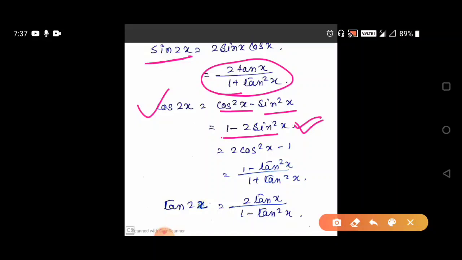Cos 2x is equal to 2 cos square x minus 1. So whenever we need cos 2x in terms of cos, we will use this. And cos 2x is equal to 1 minus tan square x by 1 plus tan square x. So whenever we need these in terms of tan, we will use this formula. Tan 2x is equal to 2 tan x by 1 minus tan square x.